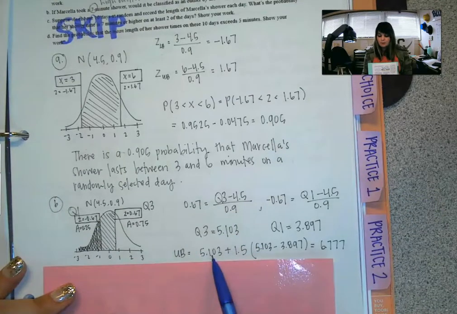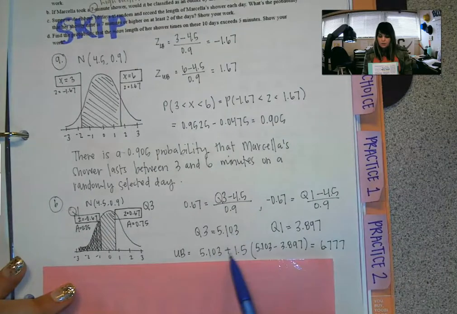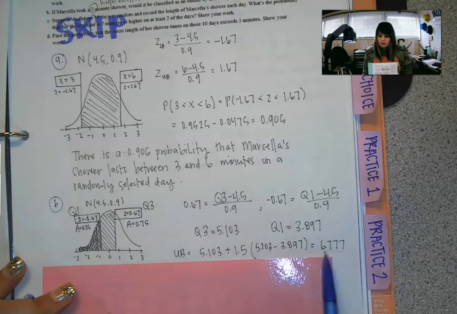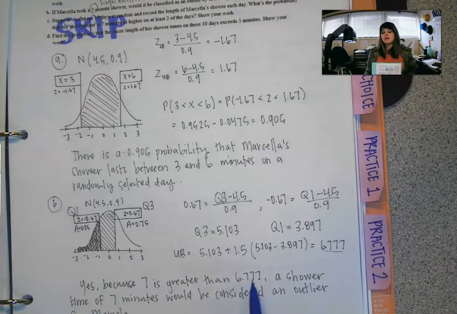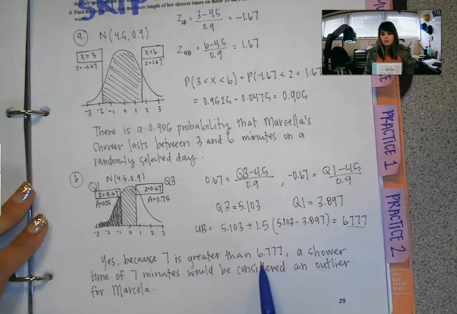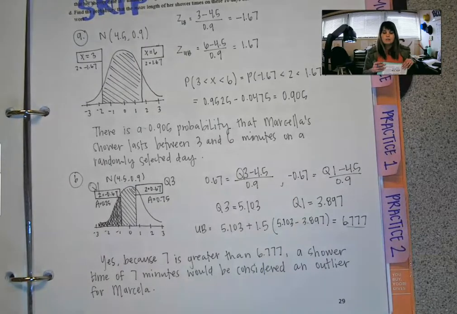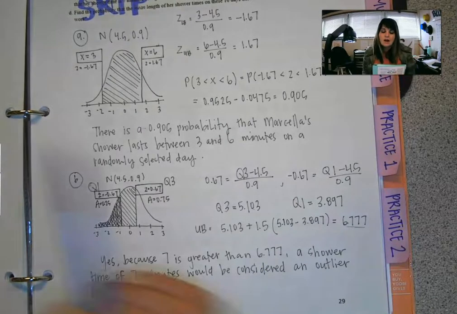So my upper bound is my quartile 3 plus 1.5 times my IQR, which gives me an upper bound of 6.777. Yes, 7 is greater than my upper bound, so a shower time of 7 minutes would be considered an outlier.